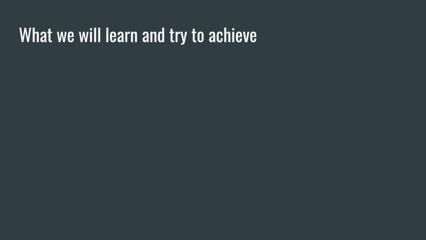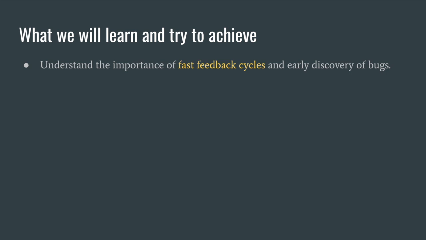What will we learn and try to achieve as we go through this particular series of videos? The first one is we'll be able to understand the importance of fast feedback cycles and the early discovery of bugs. And this is essential, especially when you're trying to ensure that your developers are productive. You need to have fast feedback cycles. And in this case, you just ensure that your builds are blazingly fast for your developers to be able to get fast feedback, to be able to act on it. And if there are any bugs in their code, they'll be able to discover it early on.